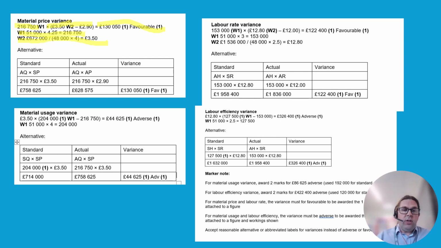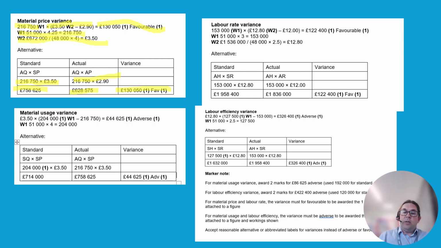The other method, what I would normally do, is we're buying 216,750 kilos of material. How much should that cost us? How much did it cost us? So it should have cost us £3.50. So that's 758,625. But it did cost us 290. So that's 628,575. Gives you the same variance. Doesn't matter which method you use, just get the answer right.